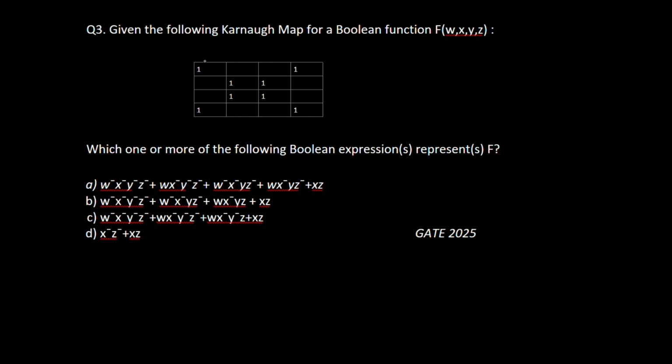Here it is mentioned that W, X, Y, Z. So we get here Y Z bar, Y bar Z, Y Z. Here we get Y Z bar. Also here W bar X bar. It becomes complicated. Next we have to write.